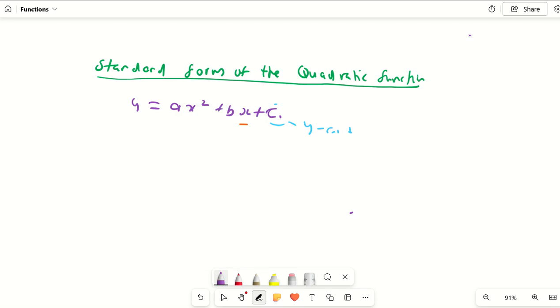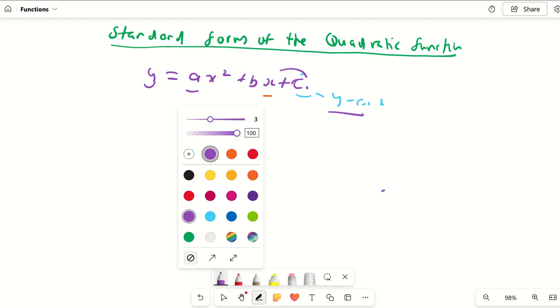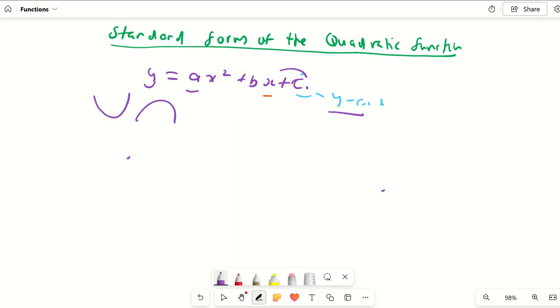Fix the values. So remember I was explaining the standard form there. And then we explained that what you have at the end is the y-cut, what you have at the beginning is the shape of it. If it's positive, your graph will smile. If it's negative, your graph will frown.